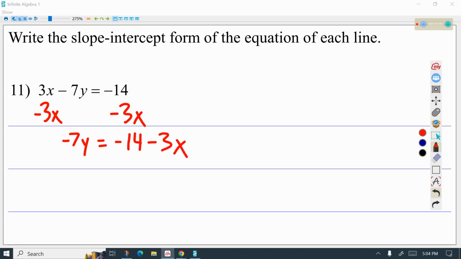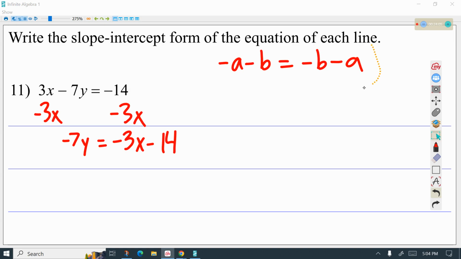Okay, and I'm going to say I can write negative 14 minus 3x right now. I could do that if I want, okay? But it's also the same as if I write negative 3x minus 14, because everything's already negative anyway, okay? So those are all the same. So I could change this to be negative 3x minus 14, okay? And if you don't believe me, you can look it up: is minus a minus b the same thing as minus b minus a? I mean, look it up, you'll see what I mean. It's all good. So what we're doing here is basically just getting ready to divide, okay?